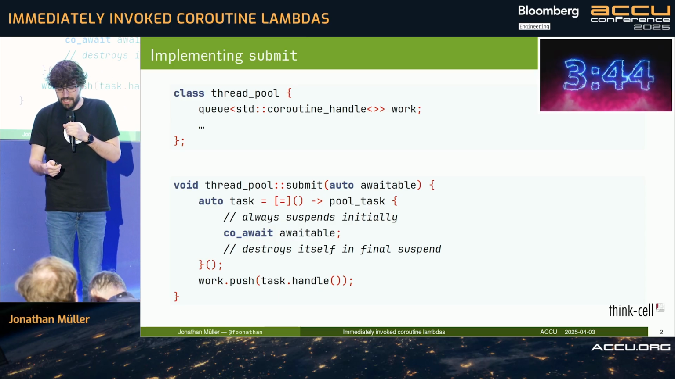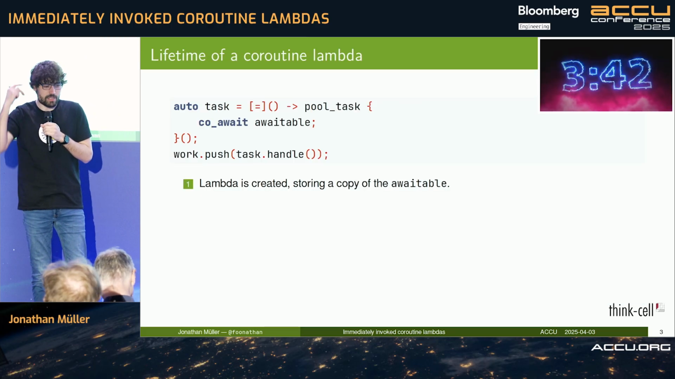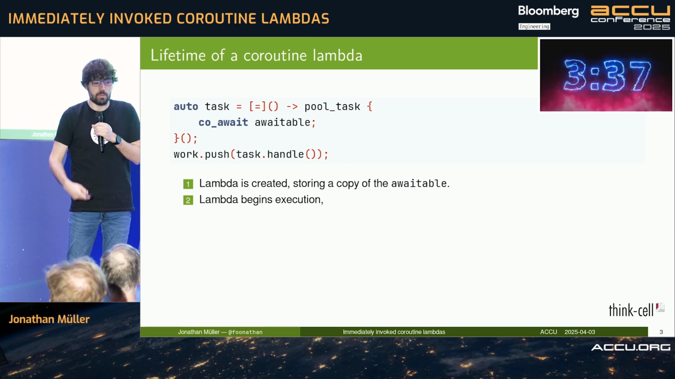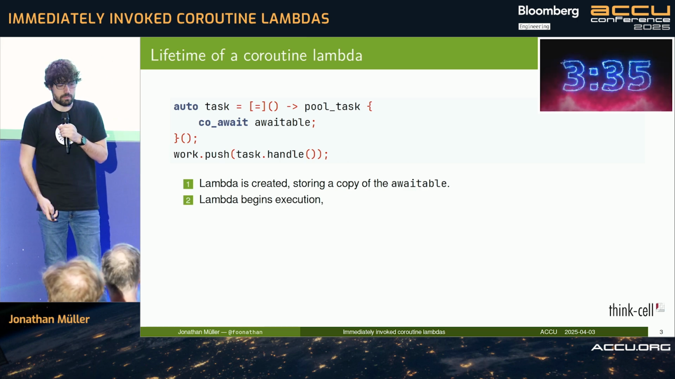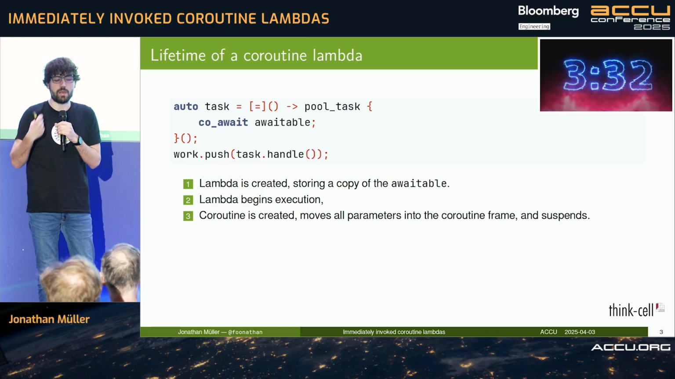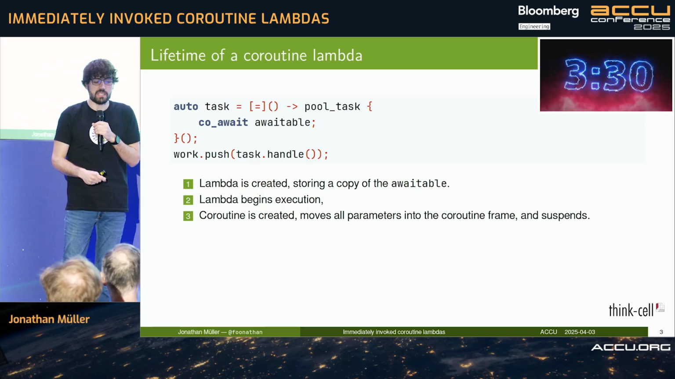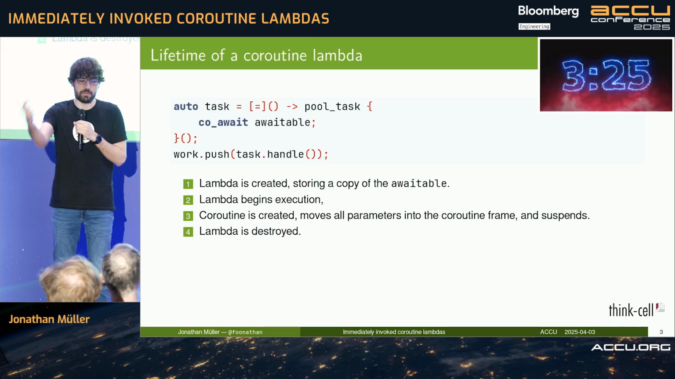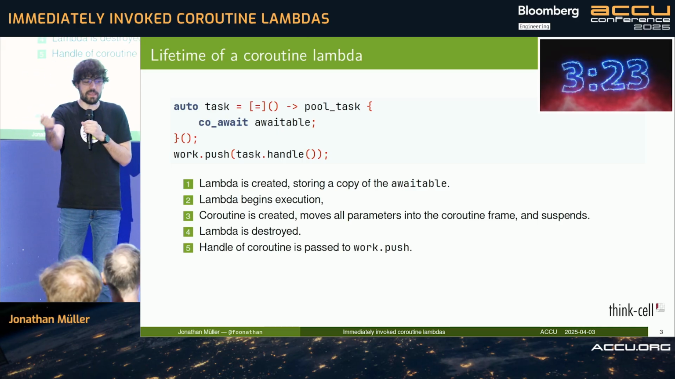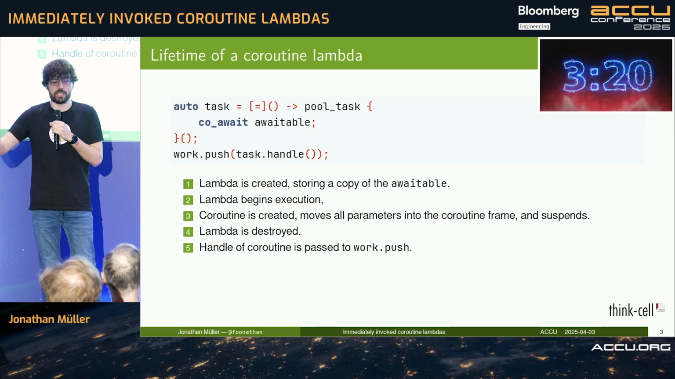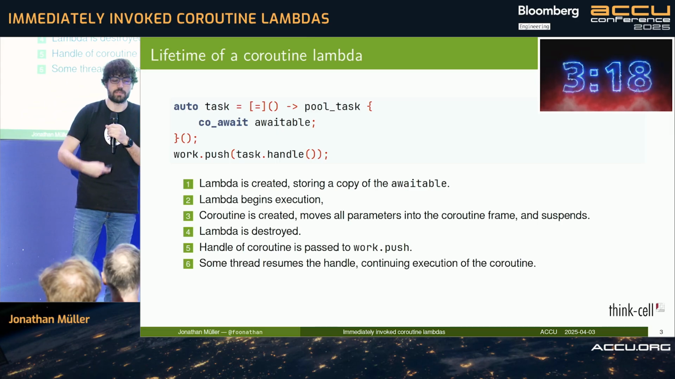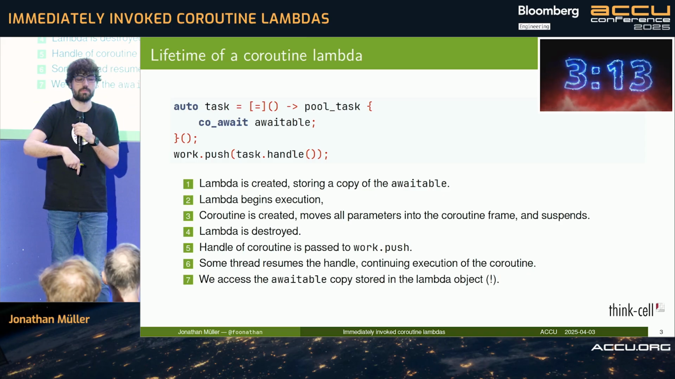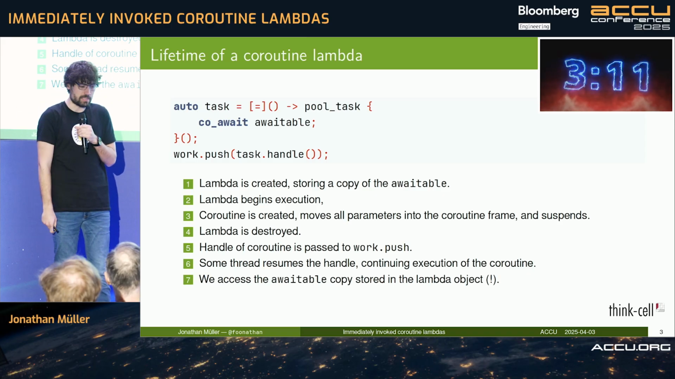The reason it crashes is because of the lifetime here. So what's going on is we create the lambda, it stores a copy of the awaitable inside the capture. We then begin the lambda execution because it's immediately invoked. This creates a coroutine, it moves all parameters into the coroutine frame, in this case only the this pointer, and suspends. The lambda is then destroyed because we continue execution in the caller. We then get the handle and pass that to the work push. Eventually, we will start executing that handle in some other thread, resuming the handle, jumping back into the lambda. And this tries to await on the lambda capture, but the lambda has long been destroyed.